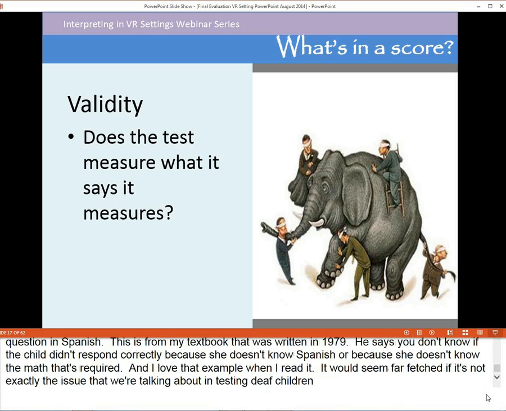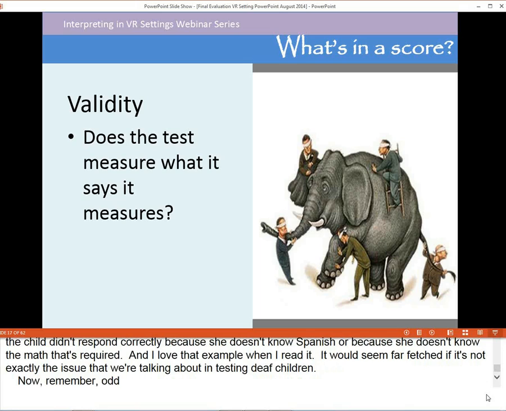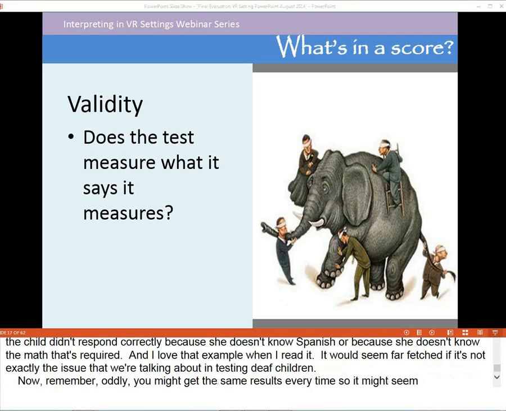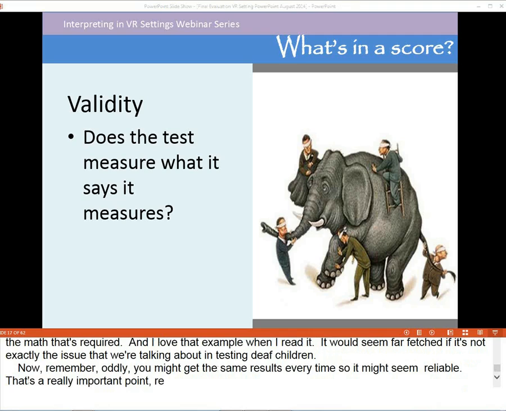Now, remember, oddly, you might get the same results every time, so it might seem reliable. That's a really important point. Reliability and validity go hand in hand. And with an instrument, you've got to have proof of both. One is not good enough without the other.